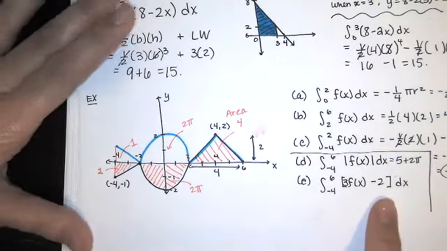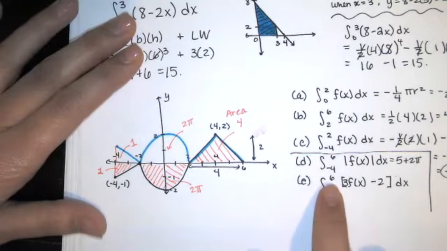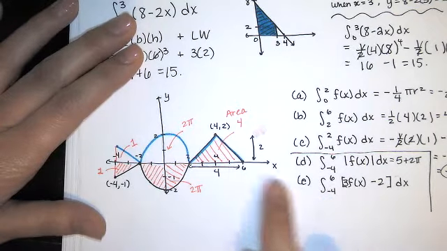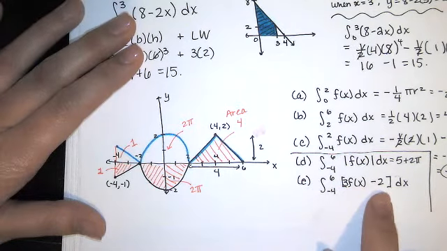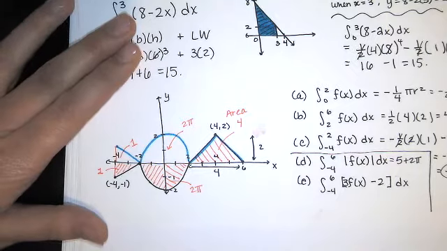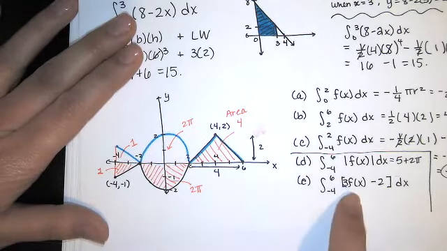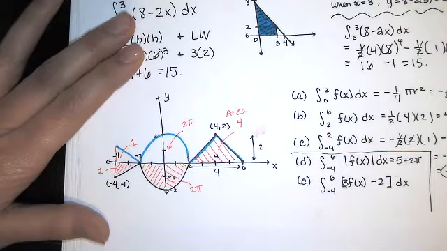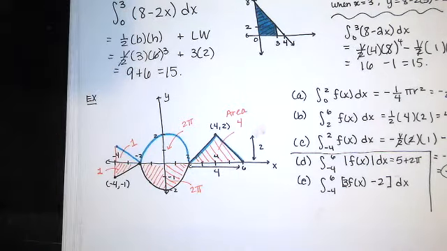Now this last one is the integral from -4 to 6. So that's the whole thing. And then we're taking 3 times our function and subtracting 2. Ooh, this is a little bit harder. So I want to take this function right here, and I want to stretch it by a factor of 3. So it's going to be 3 times taller. And then I want to subtract 2 from that and integrate from -4 to 6.